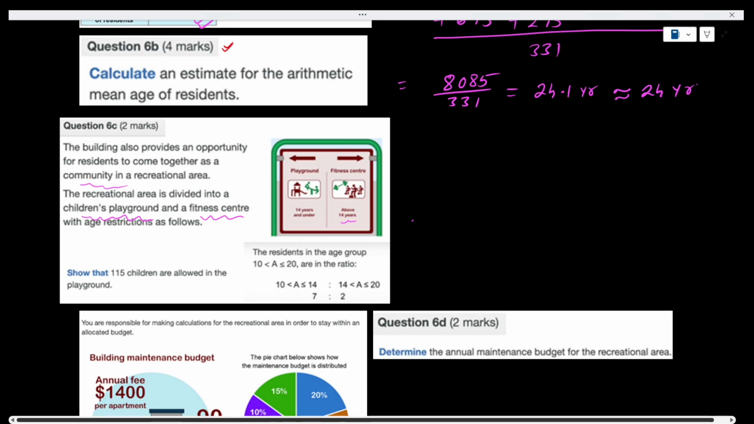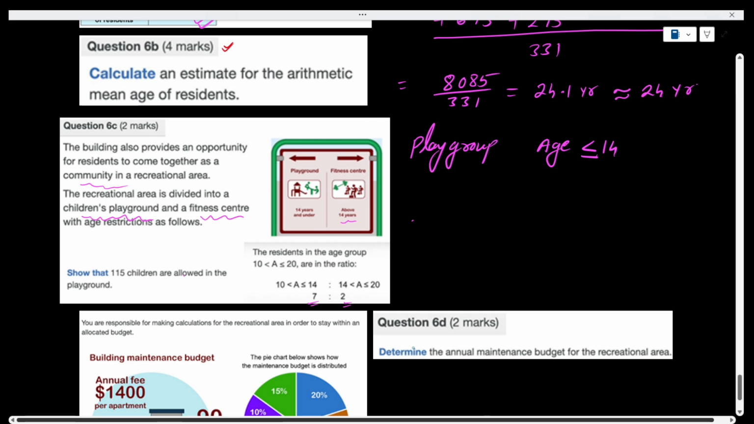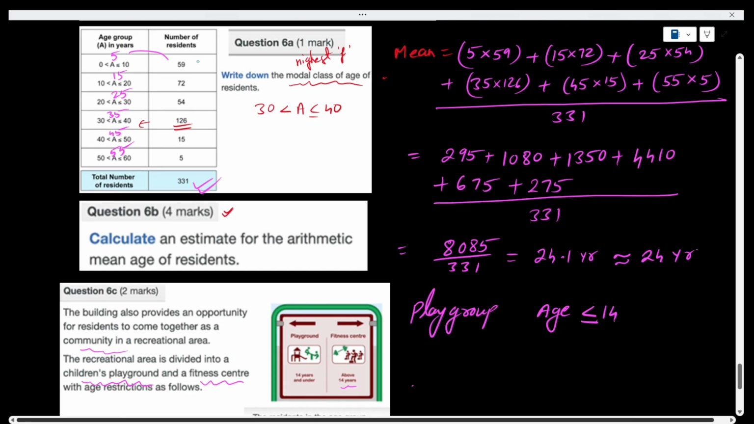The residents in the age group 10 to 20 years are in the ratio of 7 to 2. We need to show that 115 children are allowed in the playground. So for the playground, the age has to be less than or equal to 14. So it is not only between 10 to 14. If I'm taking 0 to 10 also, that will be included, and 10 to 20 also, because 15 to 20 years are not allowed.